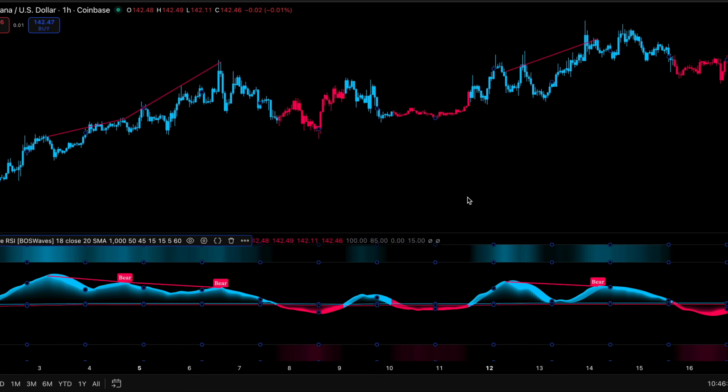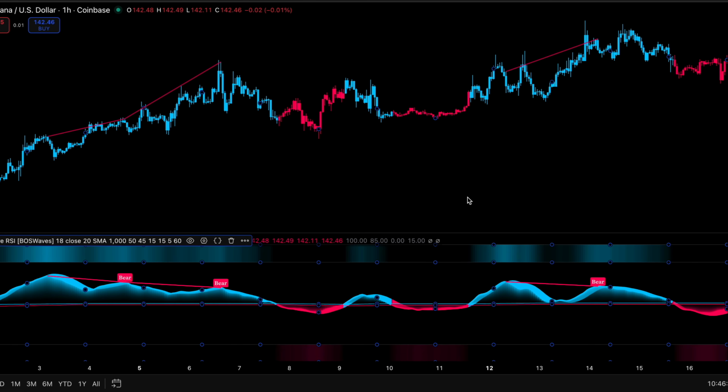For one simple reason. They assume the market behaves the same in every condition. RSI doesn't know when volatility expands, when participation dries up, or when momentum shifts from controlled to aggressive. It keeps printing the same levels even when the environment has completely changed. That's why here at Boss Waves, we created Adaptive RSI.